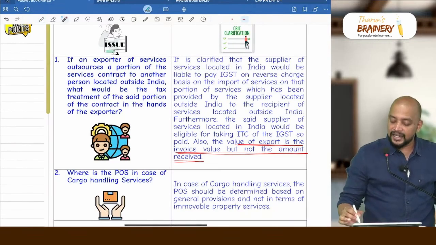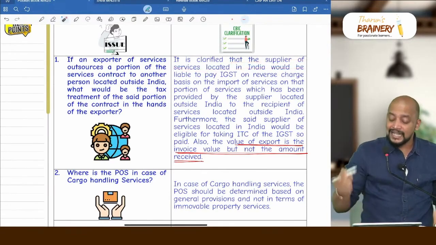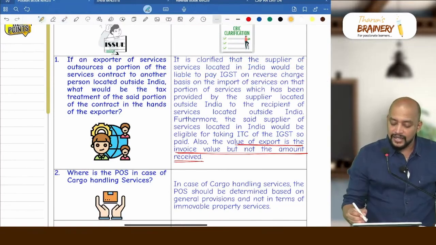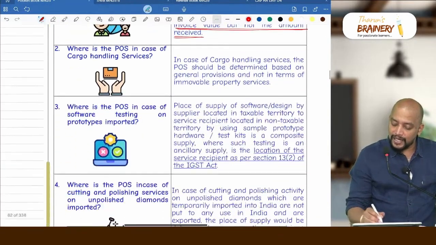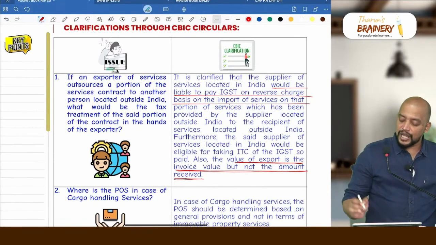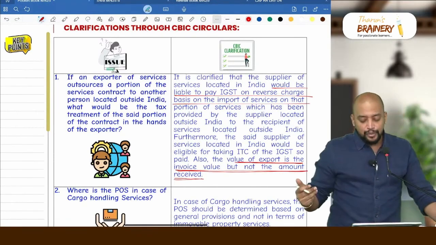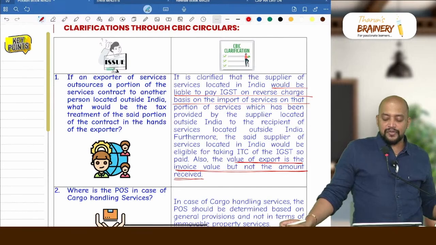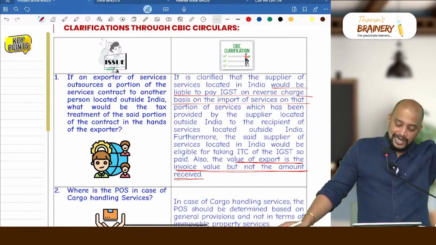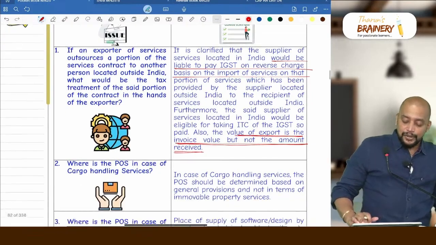It is clarified that the supplier of service located in India would be liable to pay IGST on reverse charge basis on the import of services, on that portion of services which has been provided by a supplier located outside India to the recipient located outside India. Got it? So that is about this circular.